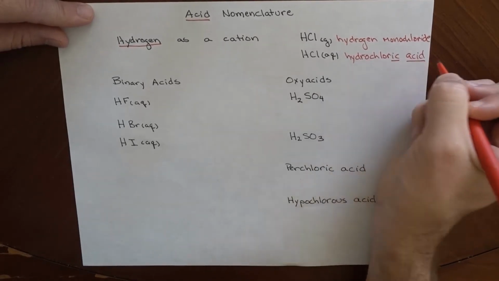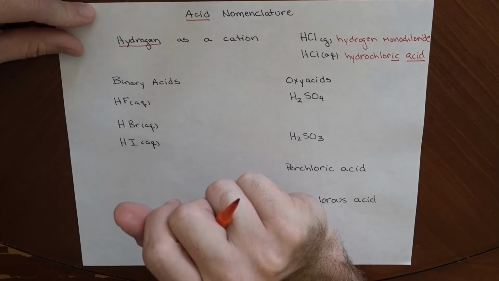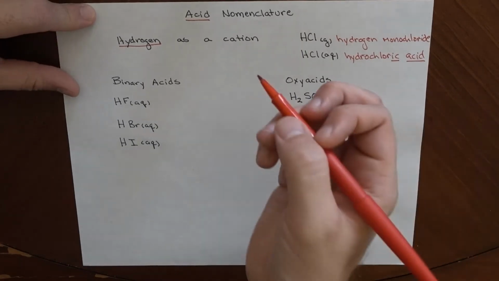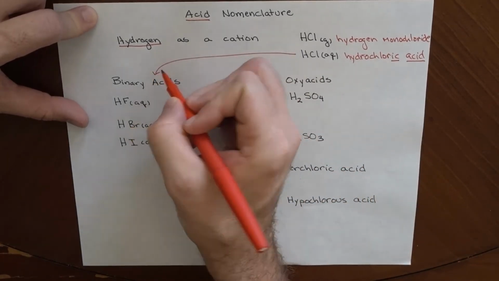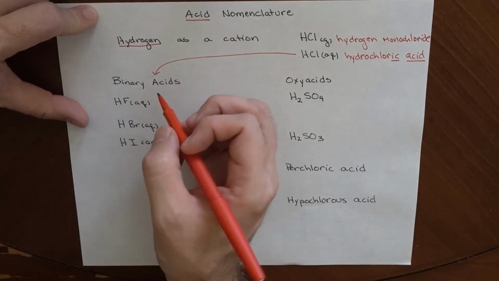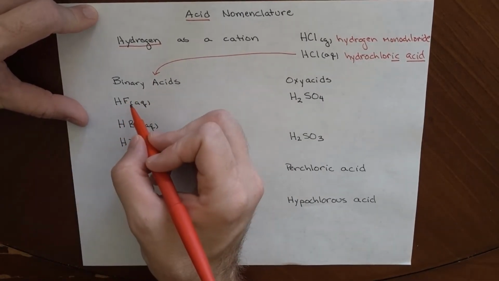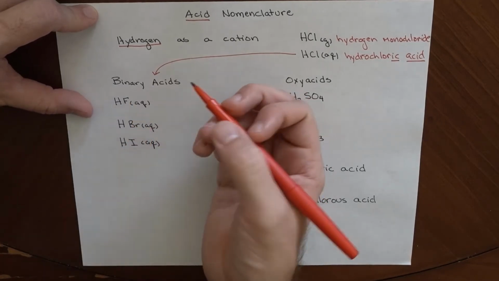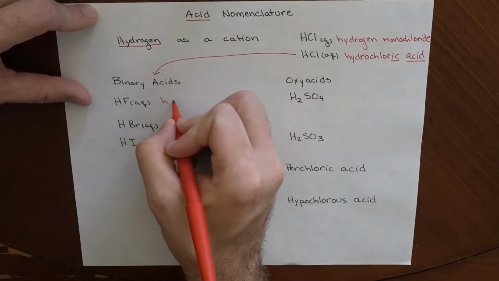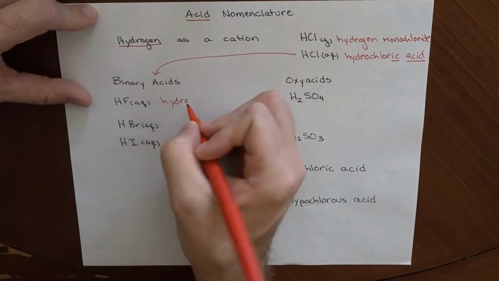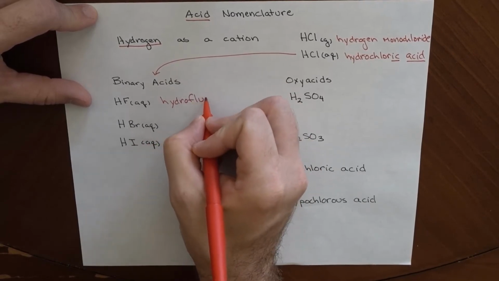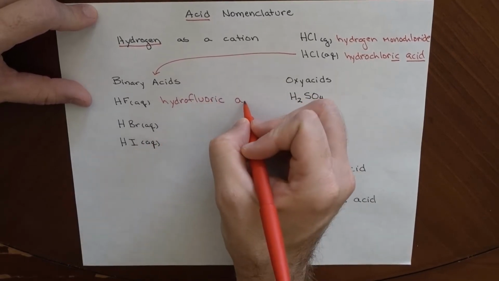And "ic acid" is the new part of this name that we'd want to pay attention to. This falls under a category of what's known as binary acids, and binary acids are hydrogen and just a single anion, like fluorine, bromine, or iodine. So this would be hydro, for the hydrogen portion of it, single word, fluoric acid.